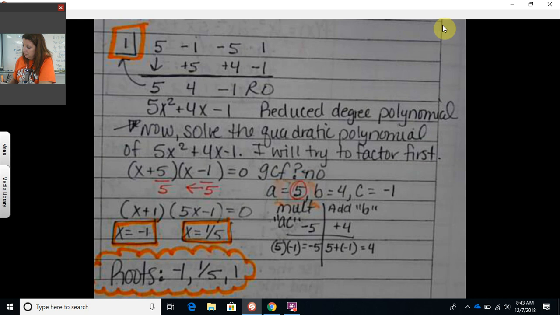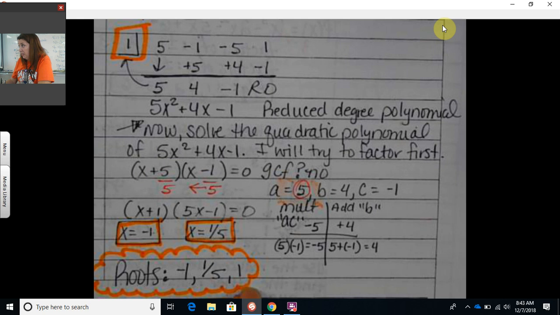All right, go back to the top. According to the fundamental theorem, we were supposed to have 3 total roots. Do we have 3 total roots? Yes. According to Descartes' rule of signs, we were supposed to have either 2 positive real roots or no positive real roots. How many positive real roots did we have? 2, so we're good with that. We were supposed to have 1 and only 1 negative real root. How many did we have? 1.